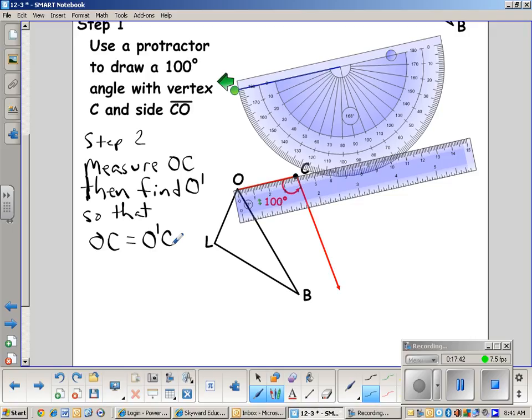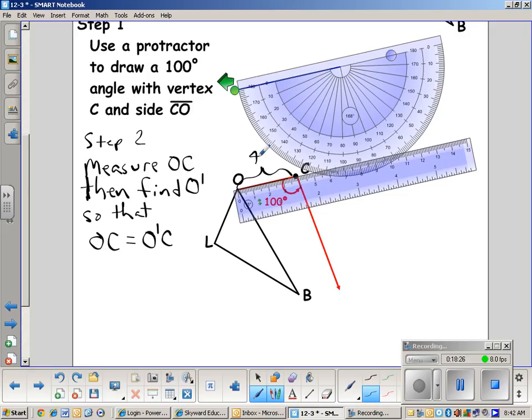So how long is OC? Can you girls see that from where you're at? Can you see it? How long is OC? This line right here, how long is that? Emily, can you see it? How long is this line? Here's 1, 2, 3, 4, right? So we'll call that 4.